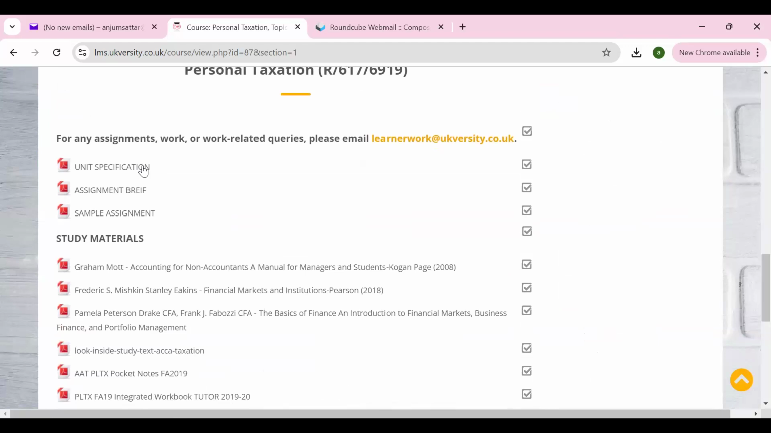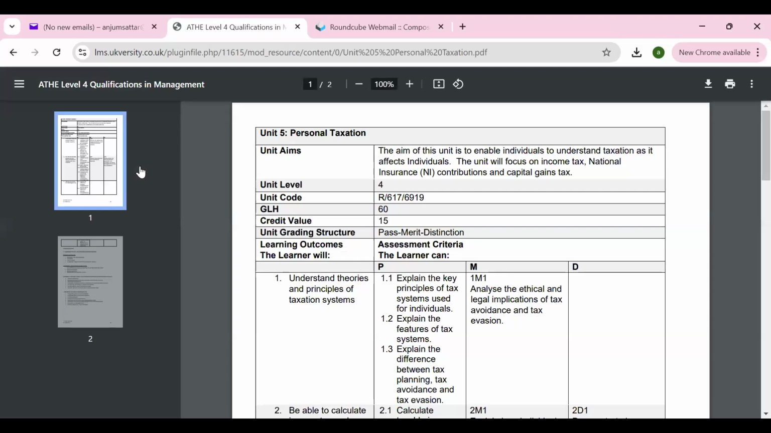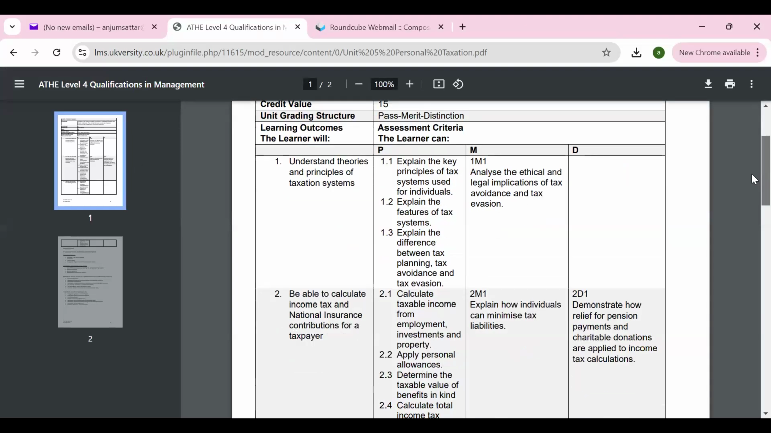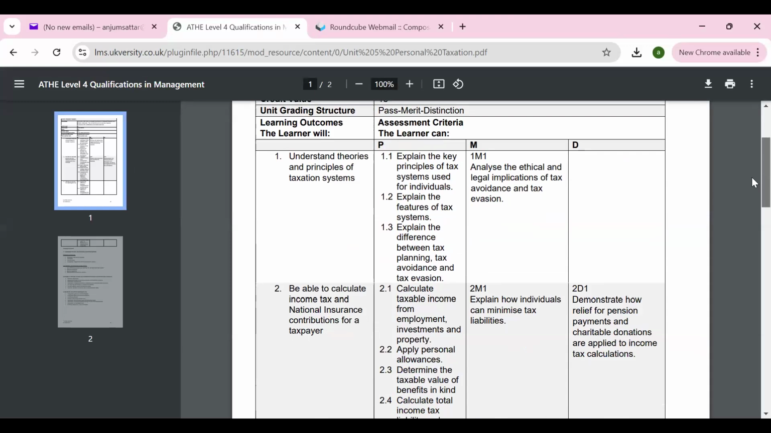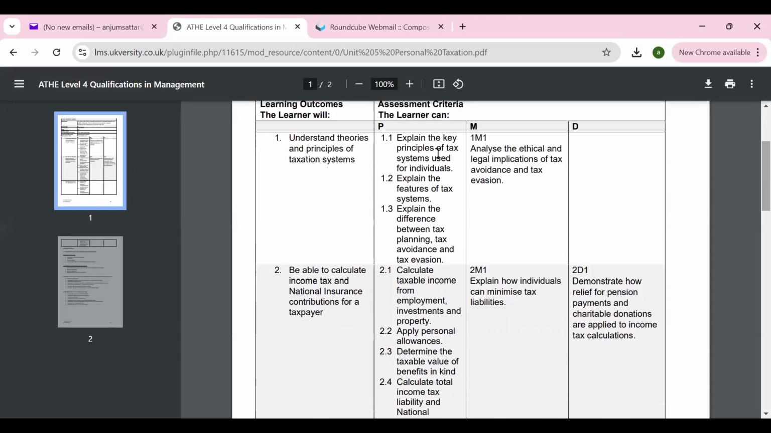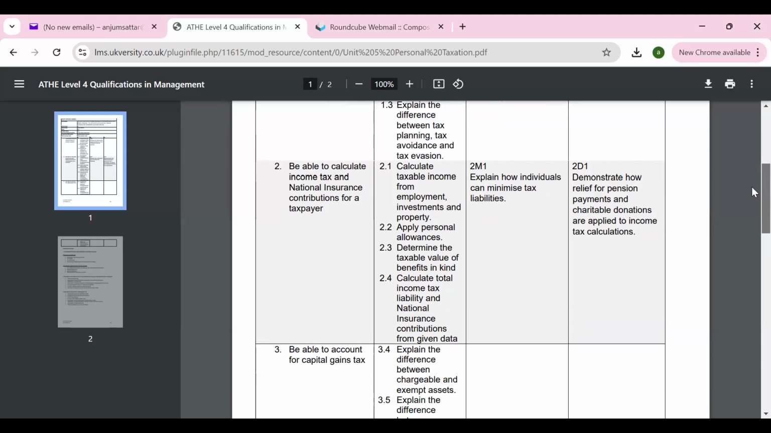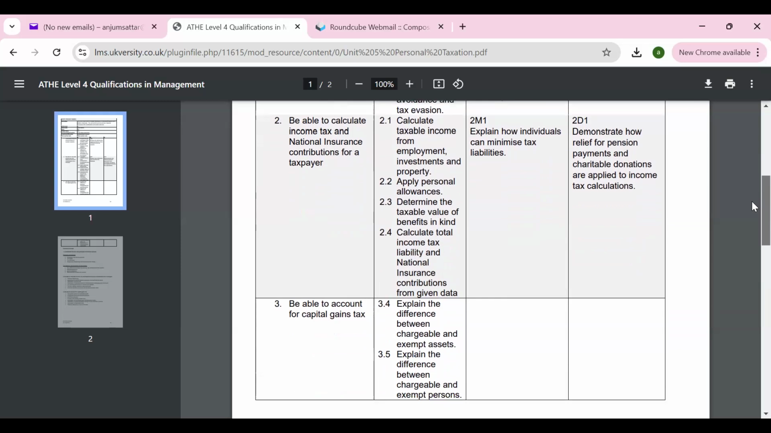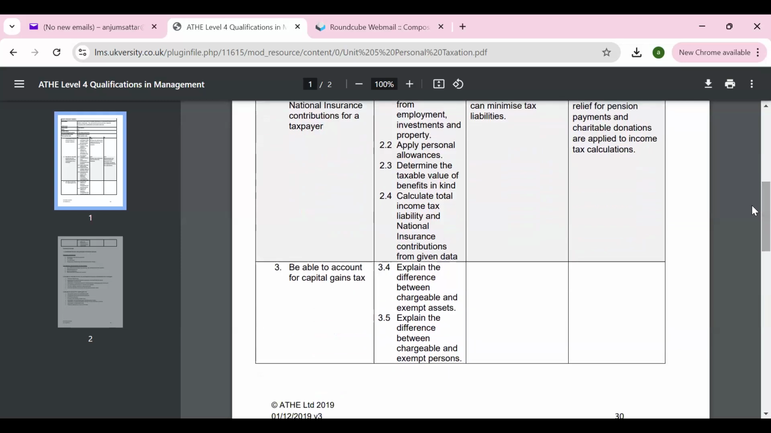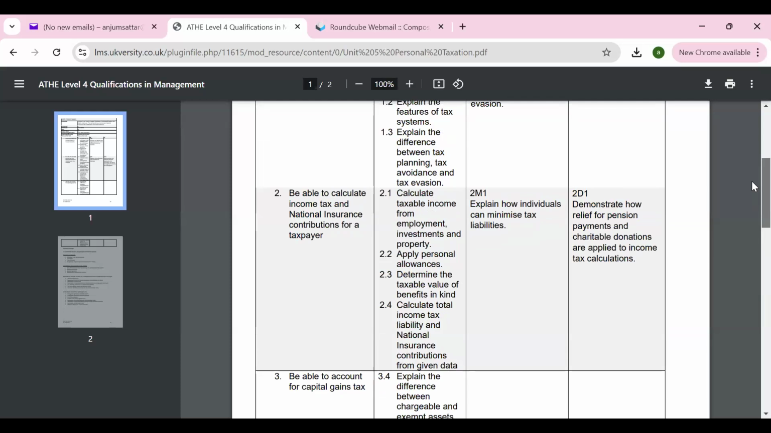Okay, welcome. We'll start. So first we'll go back to our unit specification, what we have learned. We discussed understanding the theories and the principles, where we discussed residence, and the tax system, progressive and regressive taxation. We discussed tax planning, and tax avoidance and ethical and moral principles. Then in the second lesson, we discussed how we can calculate employment income, investment income in properties, and the total value of the tax or benefit in kind. And we discussed NI, national insurance contributions, and the different classes.